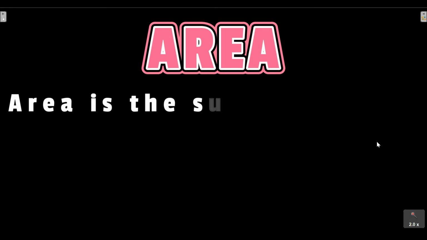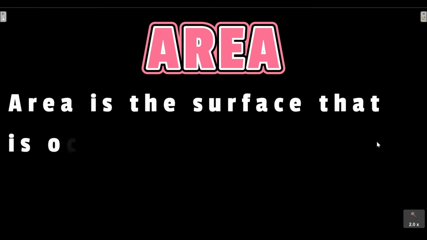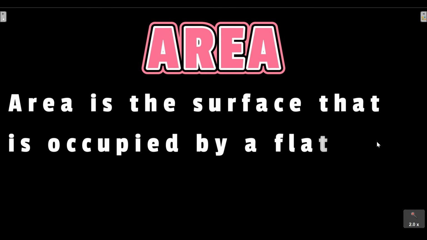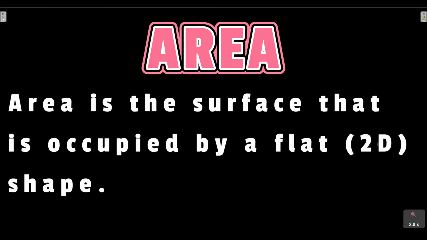So what is area, guys? How do we define area? Area is defined as the surface that is occupied by a 2D object, or the space that is occupied by a 2D object.